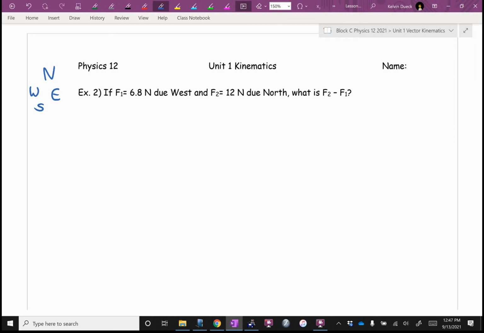I guess they want me to subtract vectors. I'm not going to subtract vectors. I'm going to add the opposite. So instead of doing F2 minus F1, I'm going to change that into F2 plus the opposite of F1.